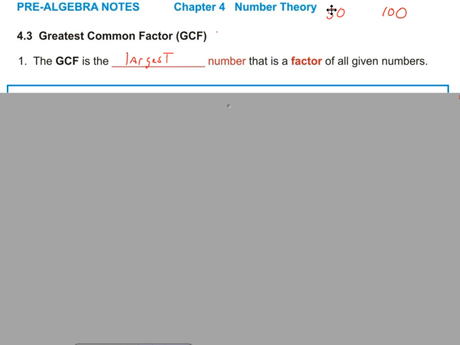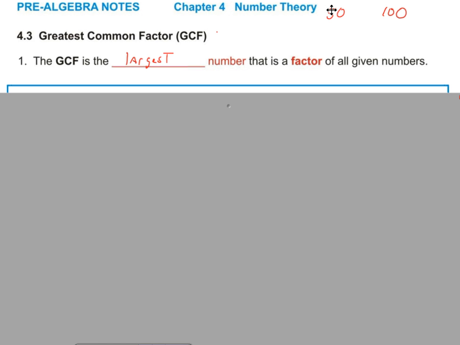Is it the greatest common factor? No. Because isn't 5 a factor of both? 5 times 10 is 50, right? And 5 times 20 is 100. And 5's a factor of both.